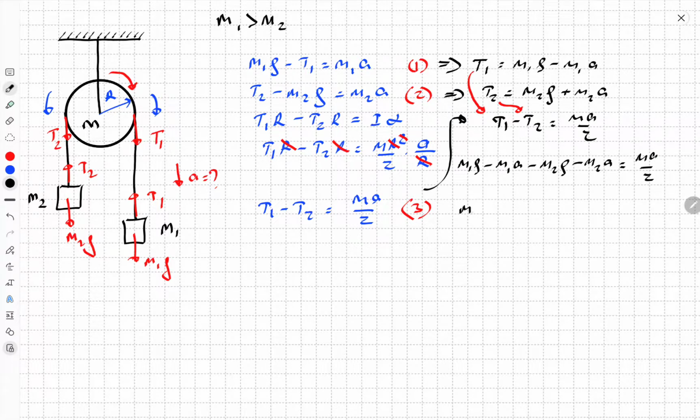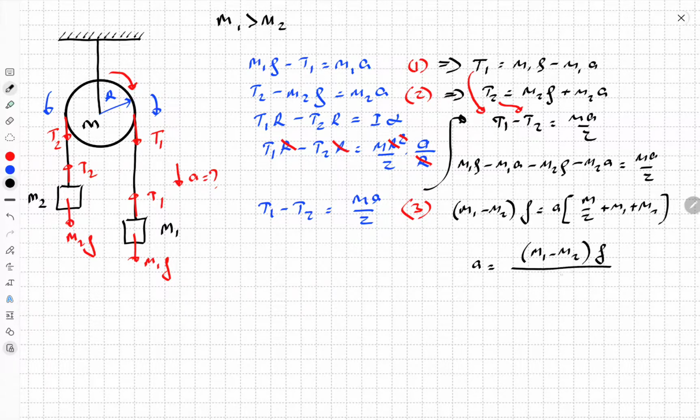So basically (M1 minus M2) G equals A times (M over 2 plus M1 plus M2). So from here, acceleration equals (M1 minus M2) G over (M over 2 plus M1 plus M2). So this is the acceleration of this system. Now you can easily find T1 and T2 because we have the acceleration here.